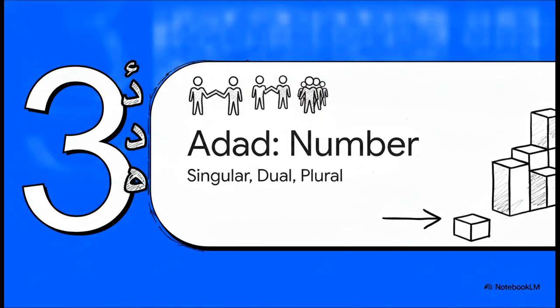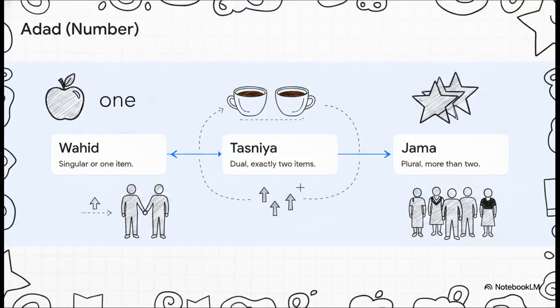Next up, Section 3. Adad. Singular, dual, and plural. With gender sorted, we introduce our next essential building block, number, known in Arabic as adad. Now, what's really fascinating here is the middle step. In English, we basically just have singular and plural, one or more than one. But Arabic features a highly specific three-step number system.